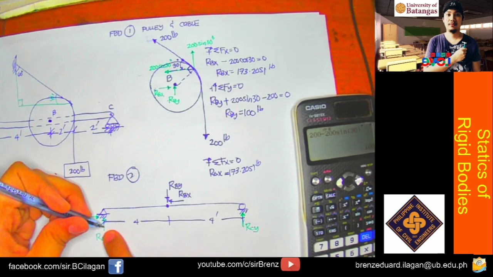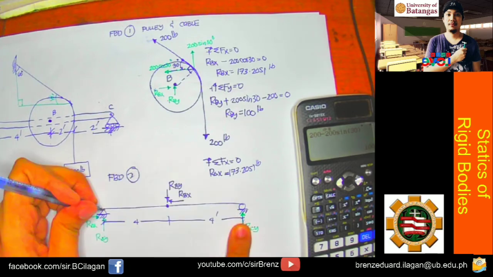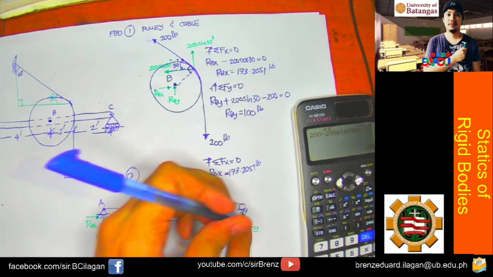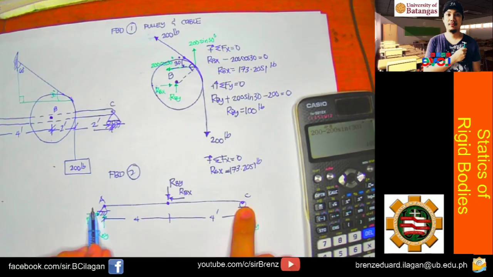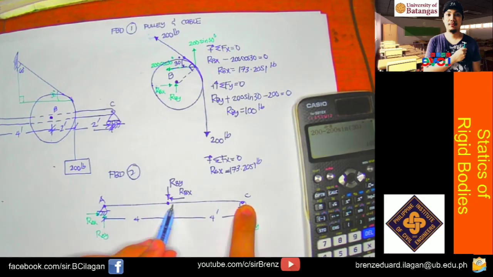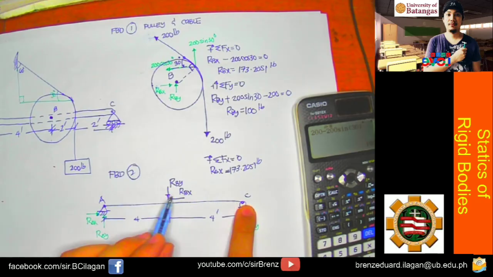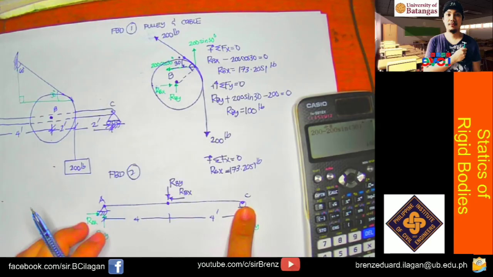Next, to get the value of RAY or RCY, either mag-moment ka dito sa point A to get the value of RCY or mag-moment ka sa C para makuha mo yung RAY. Again, yung RAX mo naman and yung RBX is lying along the line of action dito sa iyong beam. So wala siya magiging perpendicular distance. So lahat ng horizontal or X forces, no need to consider that kasi ang distance niya is equals to 0.